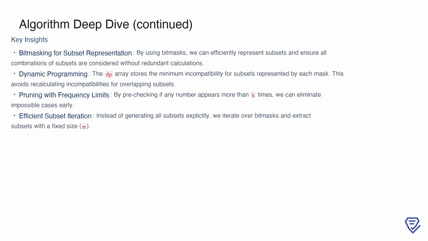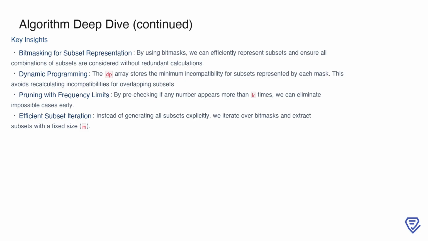This approach relies on several key insights. First, bit masking provides an efficient way to represent subsets and ensures that all combinations of subsets are considered without redundancy. Second, dynamic programming helps store the minimum incompatibility for each subset configuration, avoiding repeated calculations for overlapping subsets. Additionally, pruning is performed upfront by checking the frequency of numbers in nums.